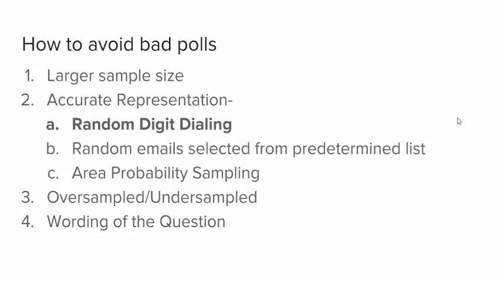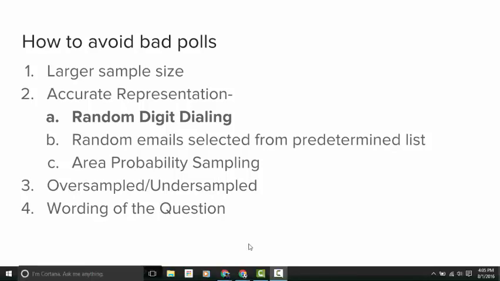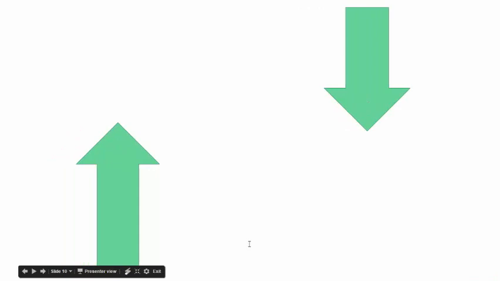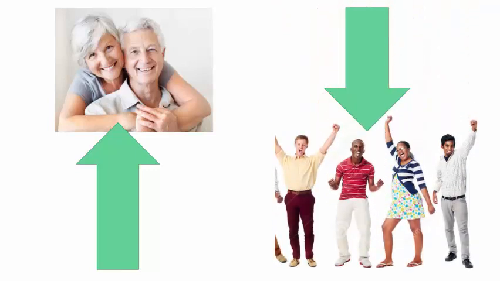Random email is another technique. Again, it relies heavily on voluntary responses. Area probability sampling is choosing a few representative areas and then just randomly knocking on doors and hoping someone answers you. With these new challenges, be on the particular lookout for undersampling and oversampling. People who are older or wealthier are more likely to have a landline and answer the phone wanting to talk. Young people and minorities are less likely to answer the door or the phone.